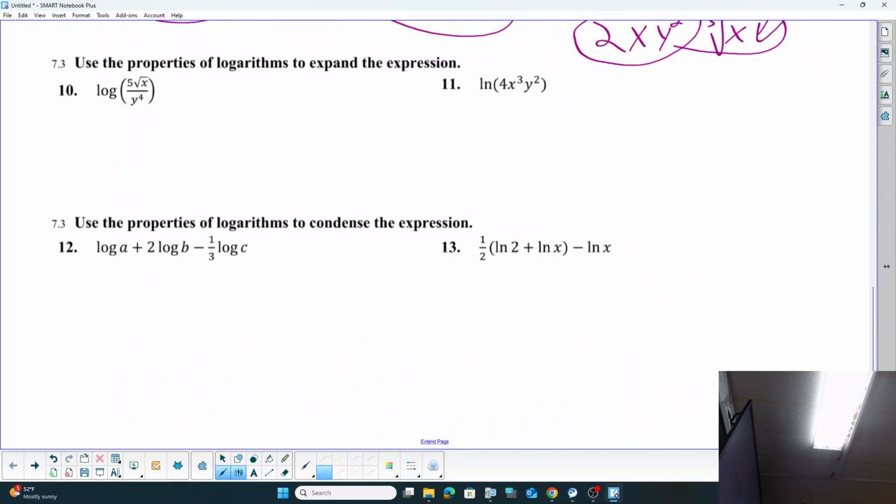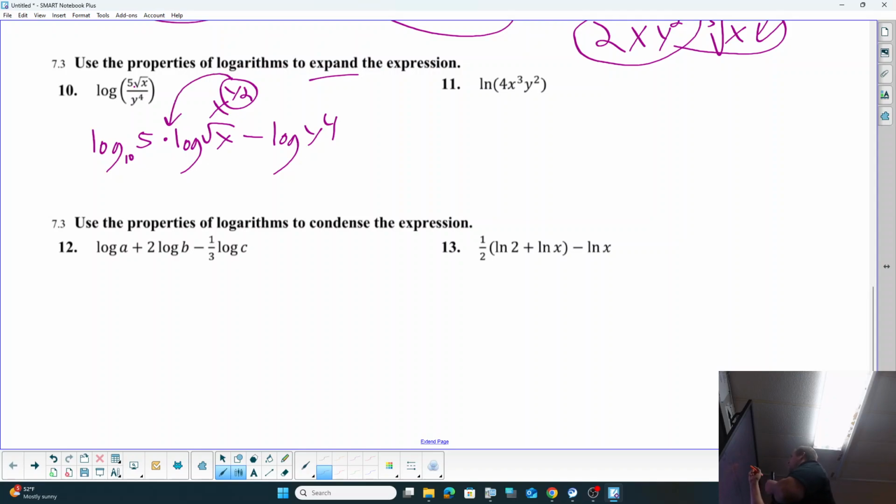Do you remember how to do properties of logs? Remember how to expand and condense? Division becomes subtraction. So we have log base 10 of 5, times, and then log 10 of radical x minus log 10 of y to the 4th power. This is actually x to the half power, which goes in front. And multiplication becomes addition when expanding.